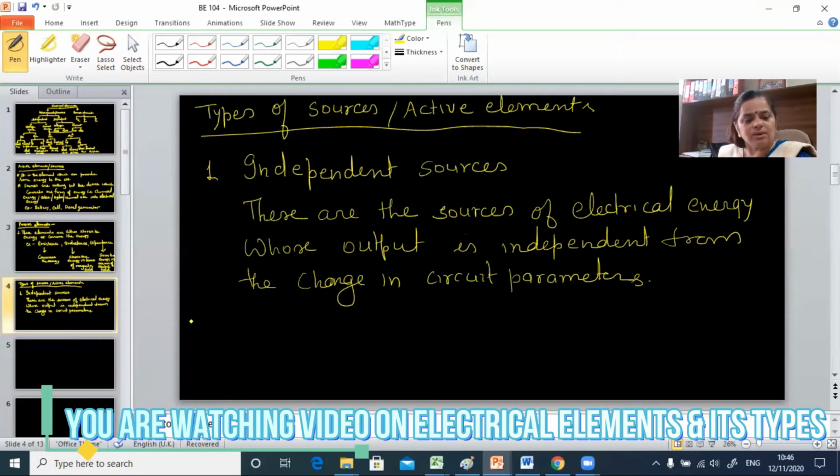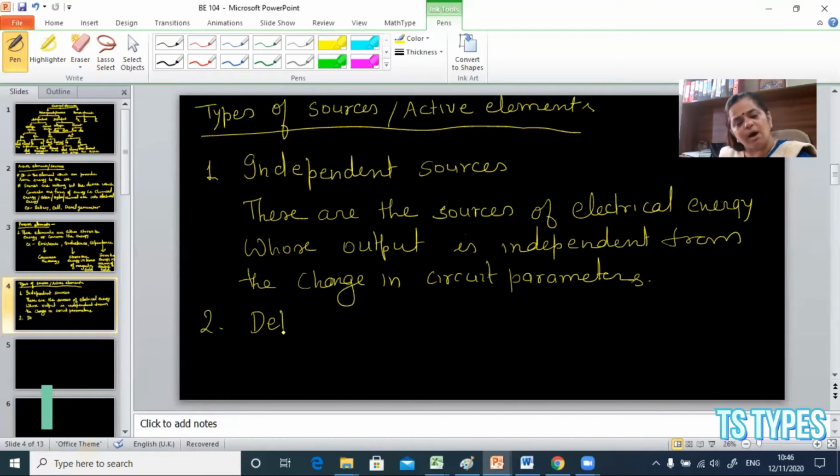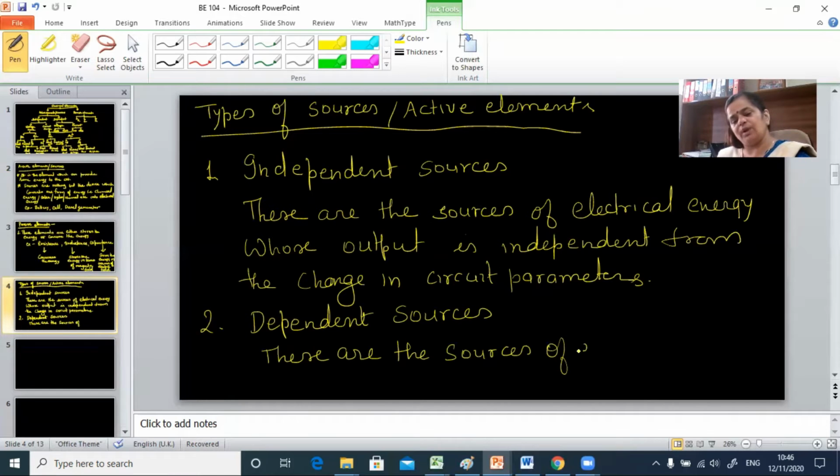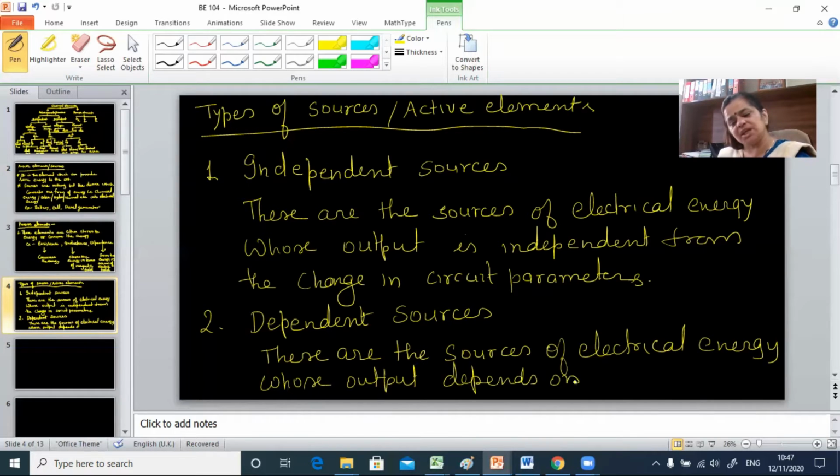Now the second kind of classification is dependent sources. As the name indicates, these are sources of electrical energy whose output depends on changes in circuit parameters. So these are the types of sources.